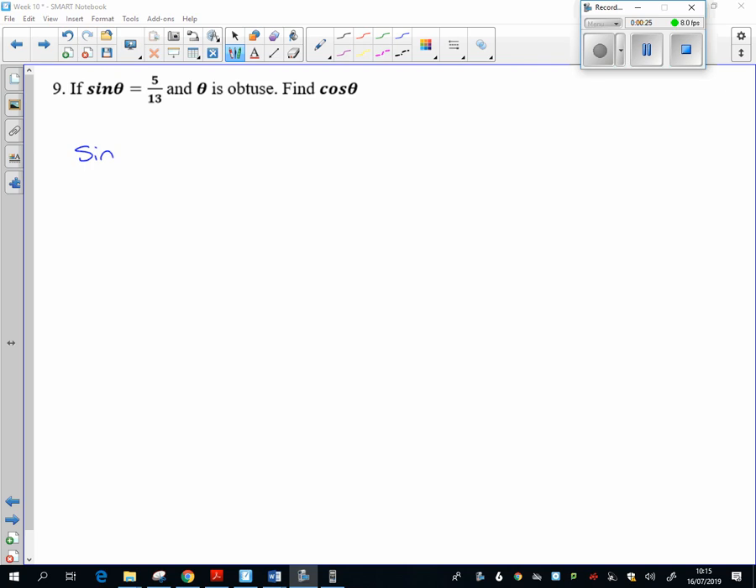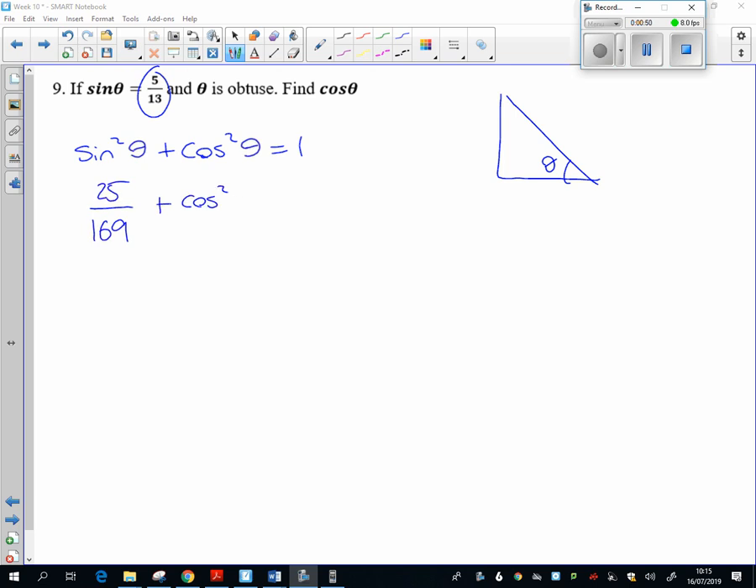One is to use the identity sine squared theta plus cos squared theta is 1. And the other is to go back to SOHCAHTOA and start thinking about a right angle triangle. If I use sine squared theta plus cos squared theta is 1, sine theta is 5 over 13, so sine squared theta is going to be that squared. So cos squared theta is going to be 1 minus 25 over 169, which is 144 over 169. So cos theta will be the square root of that, not forgetting that it could be positive or negative. So we'll come back to that.